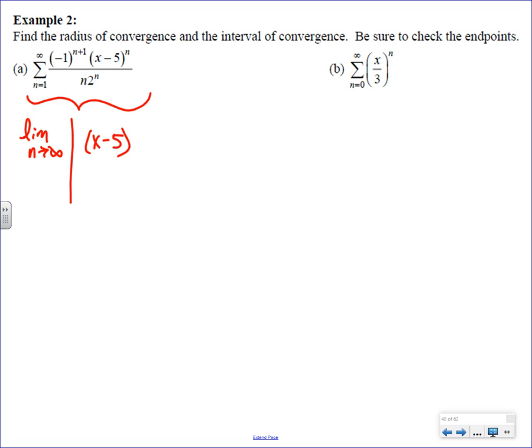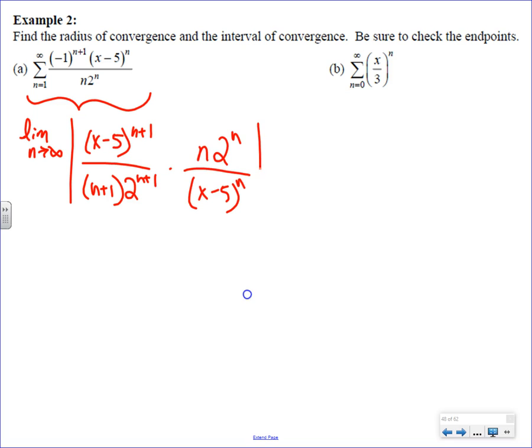Anyway, keep going. So n plus 1 all over n plus 1, 2 to the n plus 1. Oh, this will be interesting. n, 2 to the n, all over x minus 5 to the n. Okay. Got a little extreme. I'm going to come over here and make them a little bit smaller. Anyway, as I do that, you guys are simplifying, right?